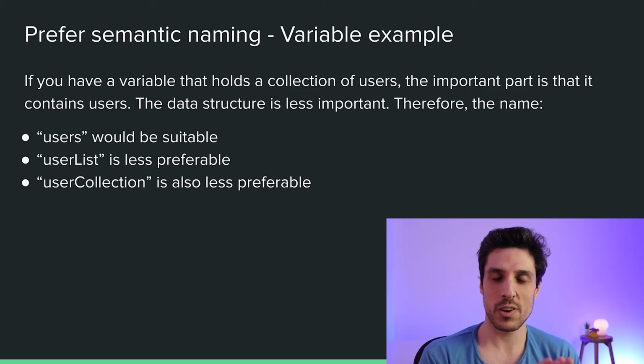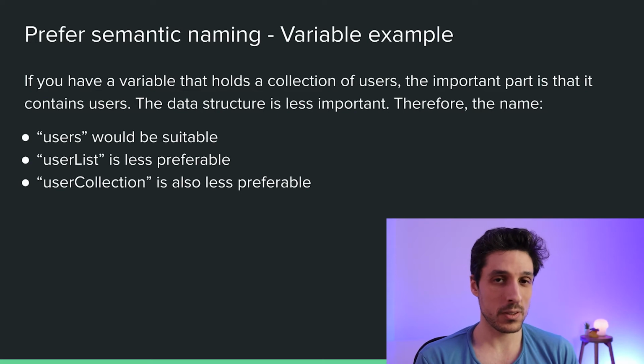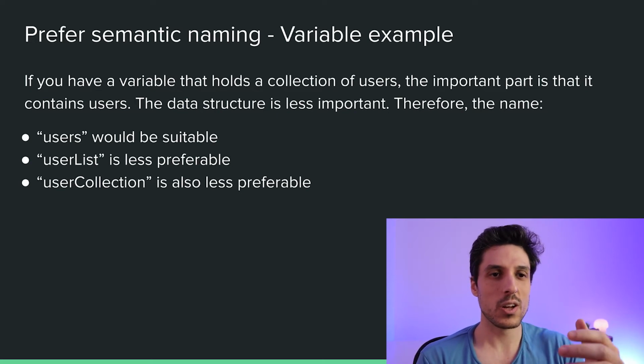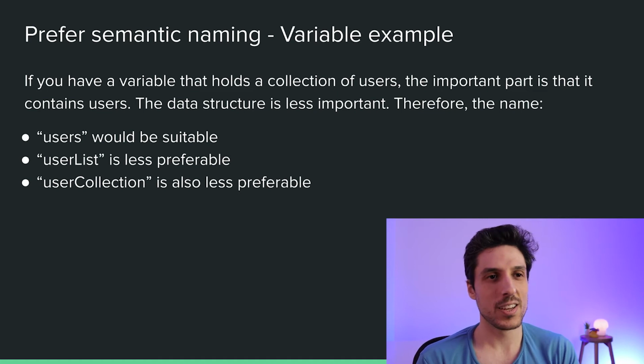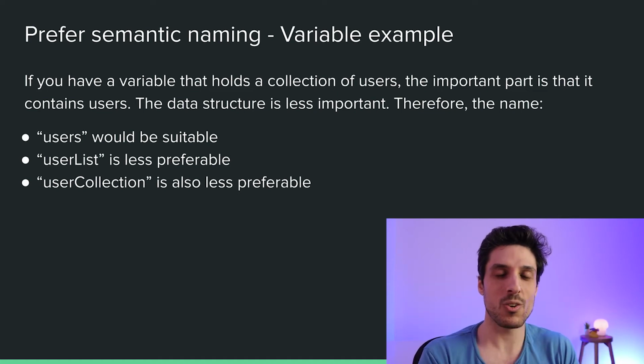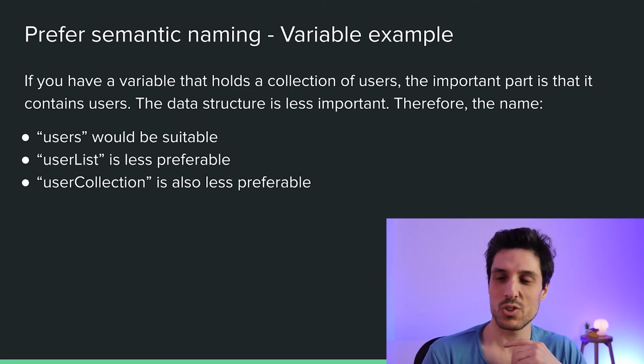And another choice for the variable name would be something like user collection, okay? Now, that's a little bit better than user list in my opinion, because if you change the data structure tomorrow, you don't need to update the name. The collection part still makes sense. But as we already said, the name users already implies that it's a collection. So it's a little bit redundant. So that's why I think users would be the best name.